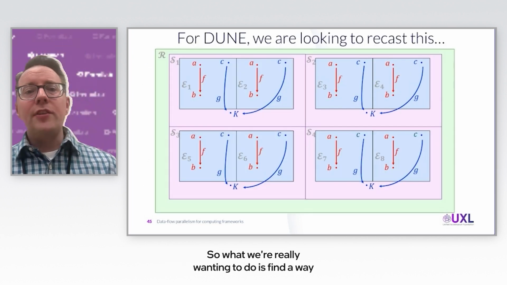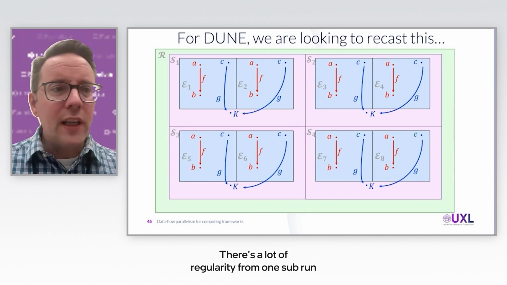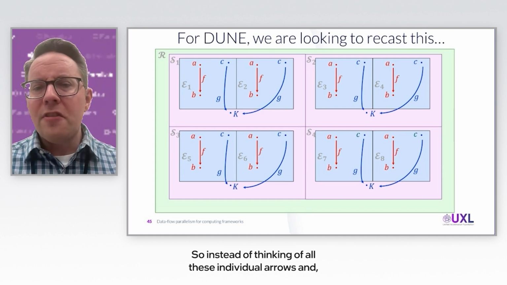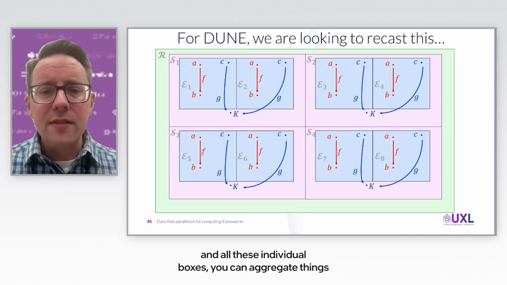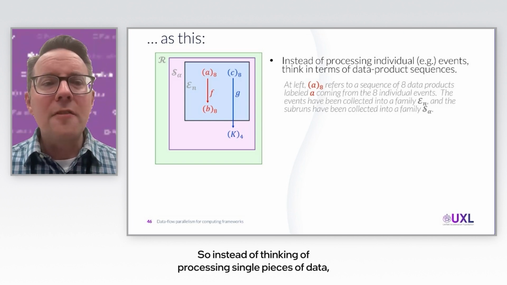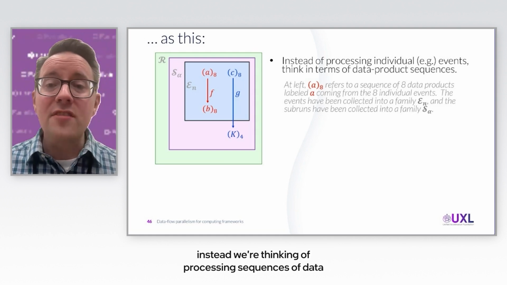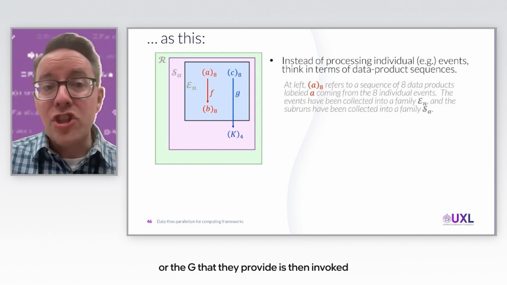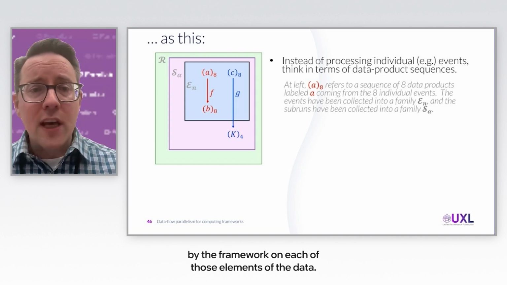So what we're really wanting to do is find a way to simplify this picture that you see here. There's a lot of regularity from one subrun to another subrun, from one event to another event. So instead of thinking of all these individual arrows and all of these individual boxes, you can aggregate things into something much simpler. Instead of processing single pieces of data, we're thinking of processing sequences of data. And then the user's algorithm, the F or the G that they provide, is invoked by the framework on each of those elements of the data.